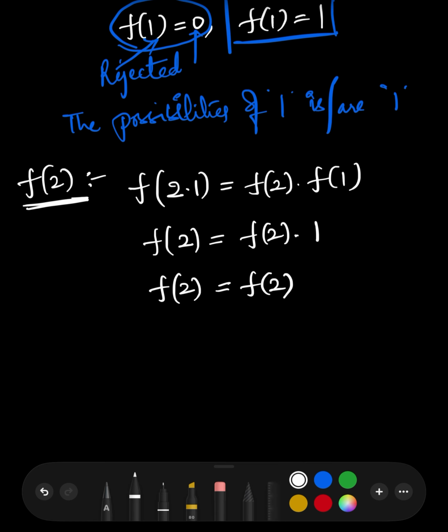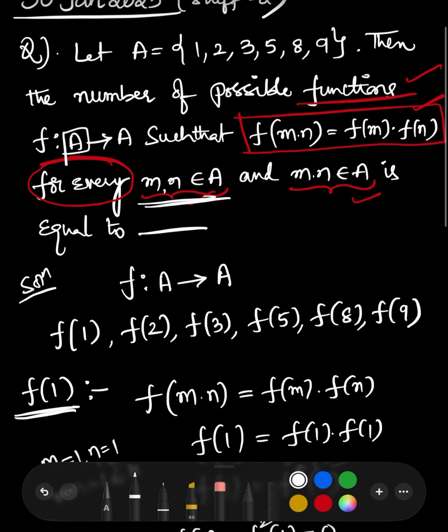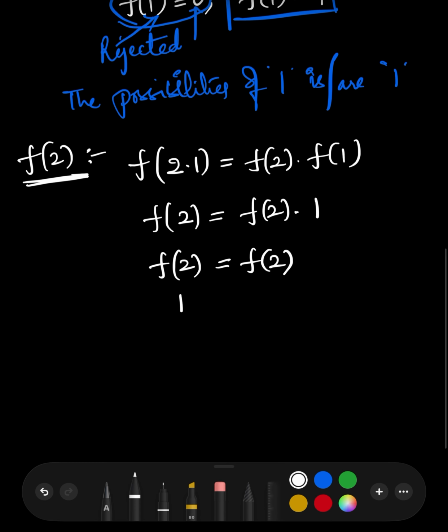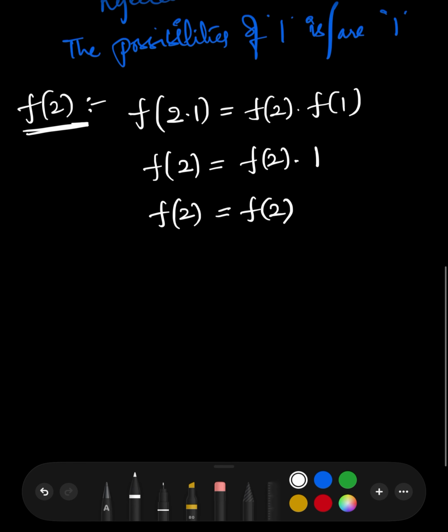So clearly 2 can have any image in the given question. If I say that the image of 2 here is either 1 or 2 or 3 or 5 or 8 or 9, then if f of 2 equal to 1, that will be equal to 1. If f of 2 equal to 2, that will be equal to 2. Whatever it may be, 5, that will be equal to 5. So there is no problem. So clearly, what are all the possibilities for 2? There will be 6 possibilities.